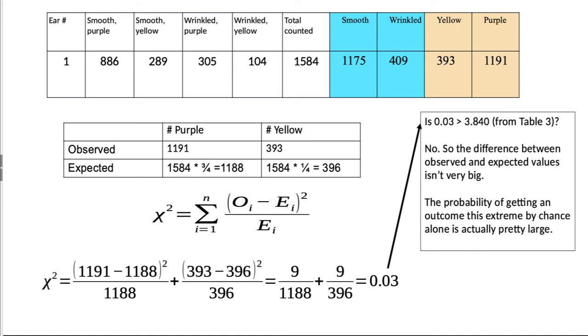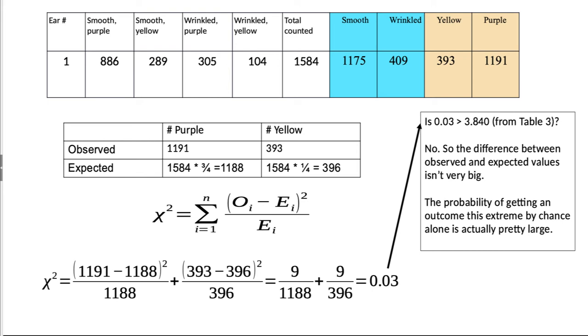Okay, well, what does that 0.03 mean? Okay, I'm going to show you a chi-square table in just a minute. But you'll see when we look at that we have to compare the 0.03, which is our chi-square value, with a critical value of 3.84.